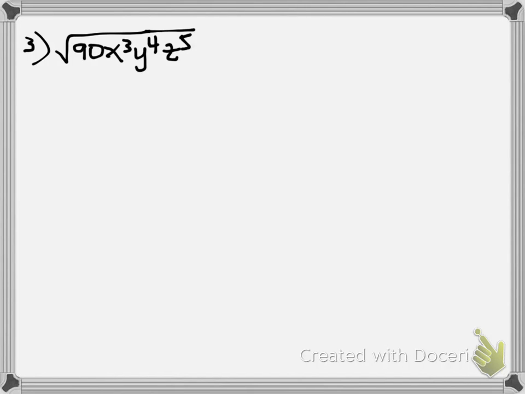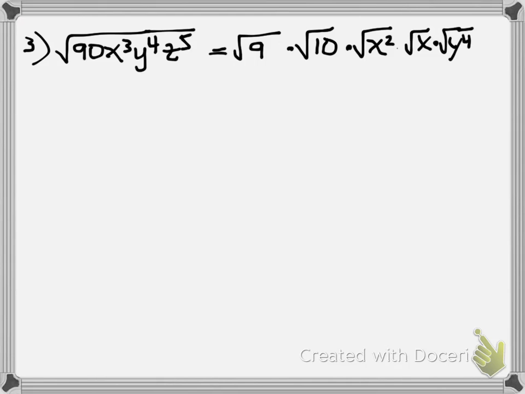So let's look at the 90. What is the greatest perfect square of 90? 9. So we're going to split 90 into the square root of 9 times the square root of 10. Now, what's the greatest perfect square exponent I can have on x if I have x cubed? Yes, the most number of x's that I can pull out that would be even would be x squared. And then we have a leftover x. Okay, guess what? Y to the 4th is already a perfect square, so I just leave him alone.